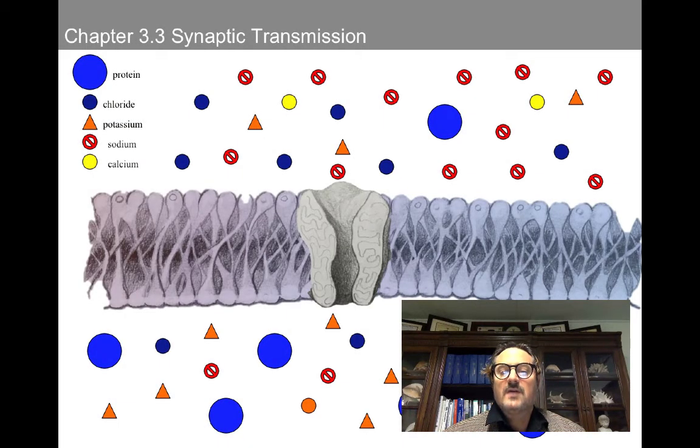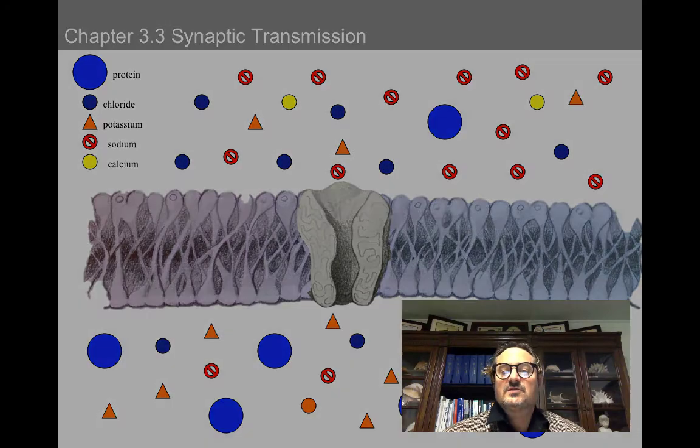So here we are again, taking a microscopic look into the membrane, the intracellular space, the extracellular space.